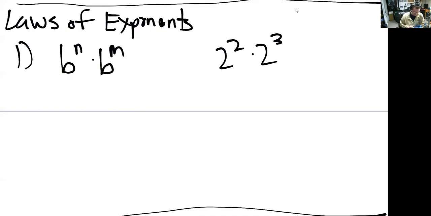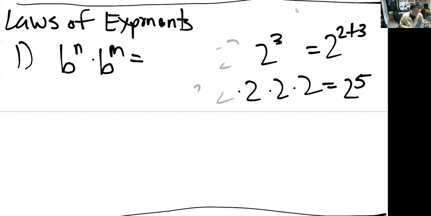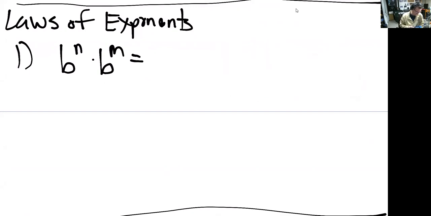You could think about the definition here. 2 squared is 2 times 2. 2 cubed is 2 times 2 times 2. It's 3 of them multiplied together. So to write this succinctly, we just count the 2s. There's 5 of them. So this is 2 to the 5th. It appears like we just added the exponents. And in general, that is the rule. 2 exponentials multiplied together with the same base is the same as 1 exponential, where the base is raised to the sum of those powers, n plus m.